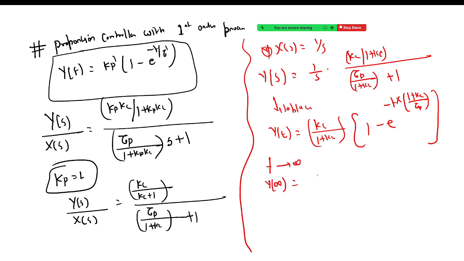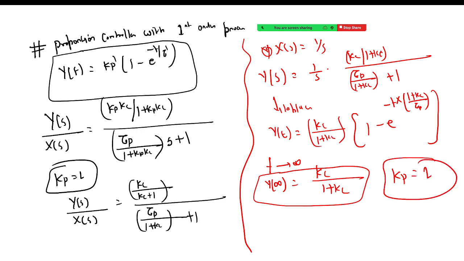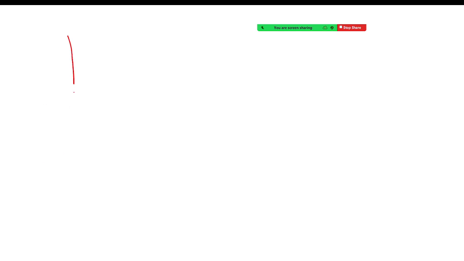So if t tends to infinity, what will happen? y(infinity) is equal to what? The exponential term will be 0, so this is Kc/(1+Kc). So at t tending to infinity, we should get the value Kc/(1+Kc), given that Kp is 1. I am assuming Kp is 1, so the response should be like that.